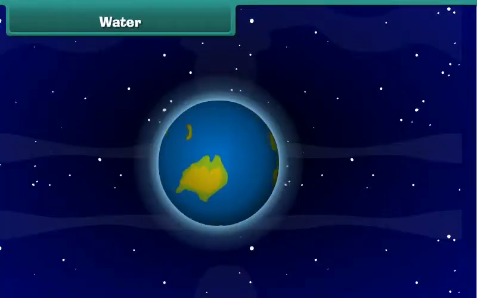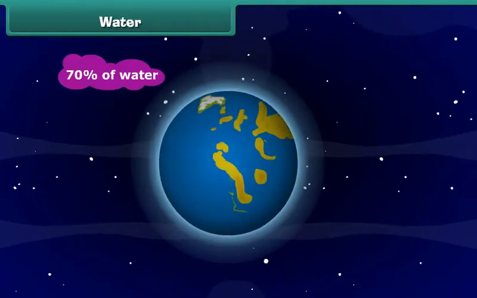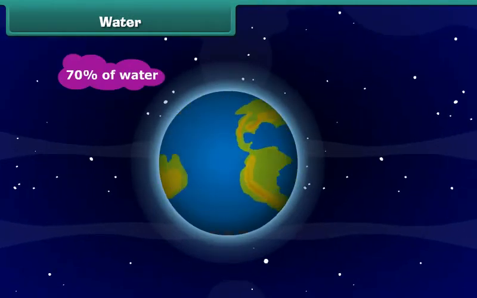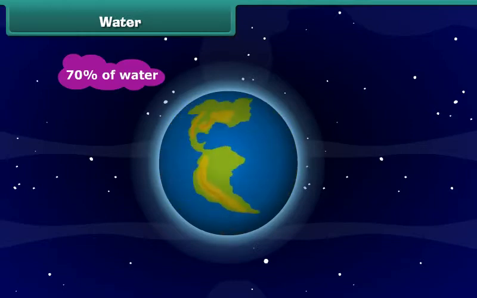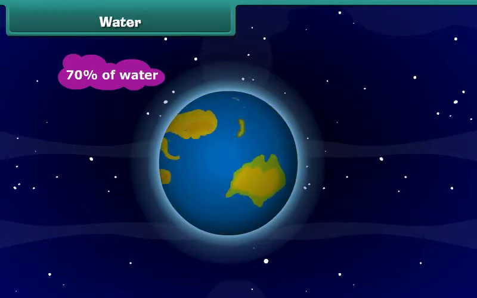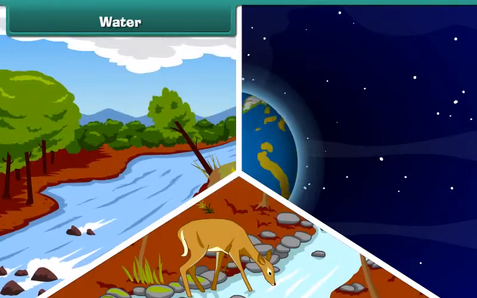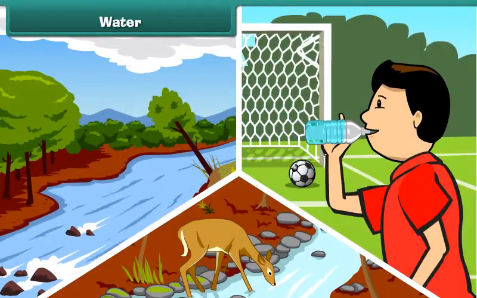Water. About 70% of Earth's surface is covered by water. Water is also an important natural resource. It is necessary for the survival of plants, animals, and human beings.